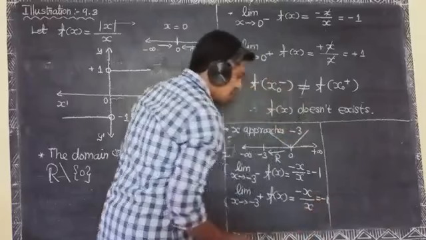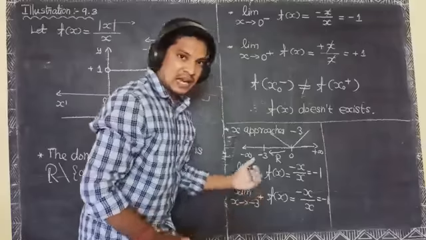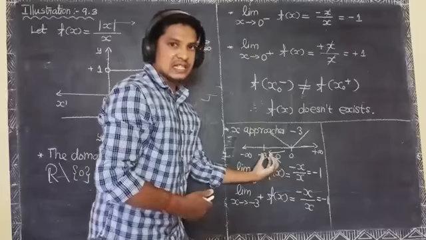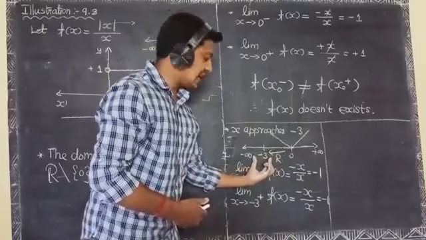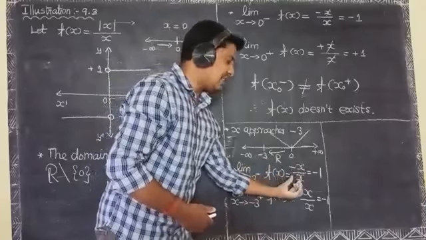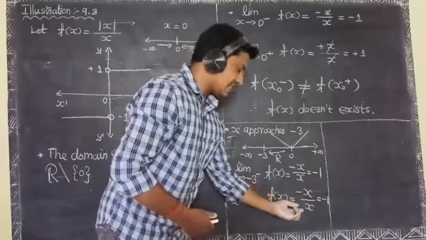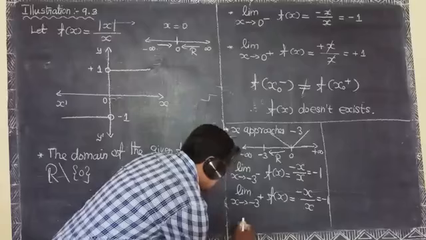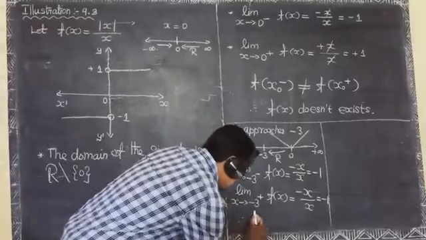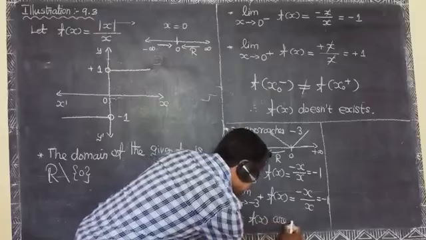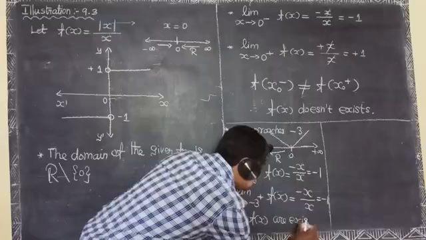equal to minus 1, because minus 3 lies less than 0, that is, a negative value. Therefore the factor is minus x divided by x, and minus x divided by x is minus 1, equal to minus 1. Therefore for the given function f of x, the limits of f of x exist.